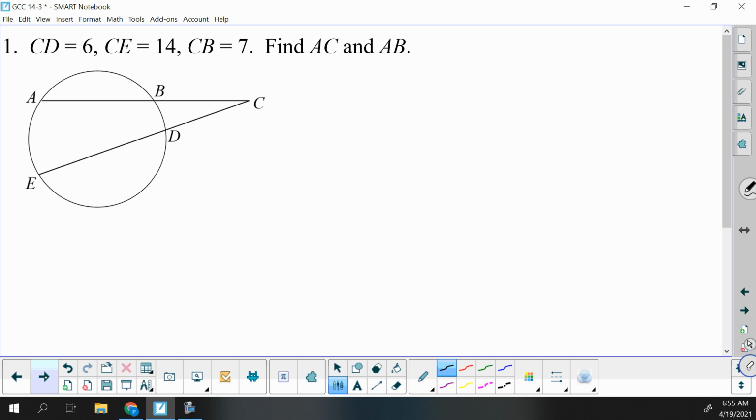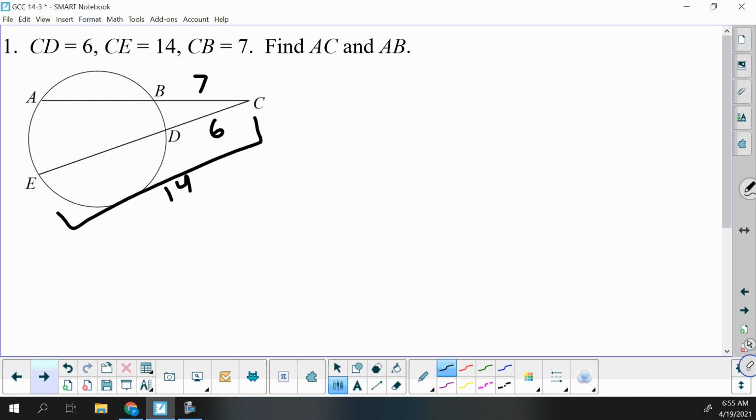They tell us that CD is 6. They tell us that CE is 14. And a good way to label that is with a bracket. They tell us that CB is 7. And then the things we want to find are AC and AB.